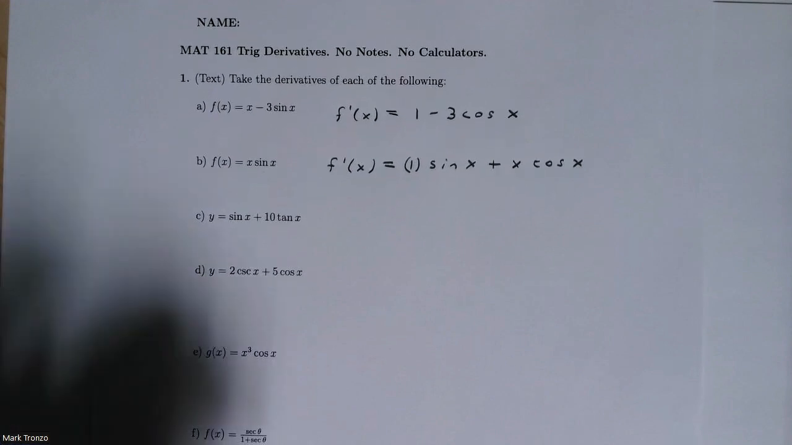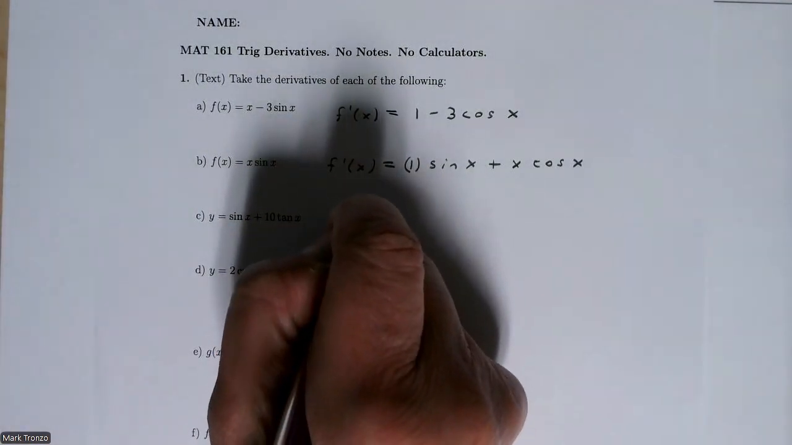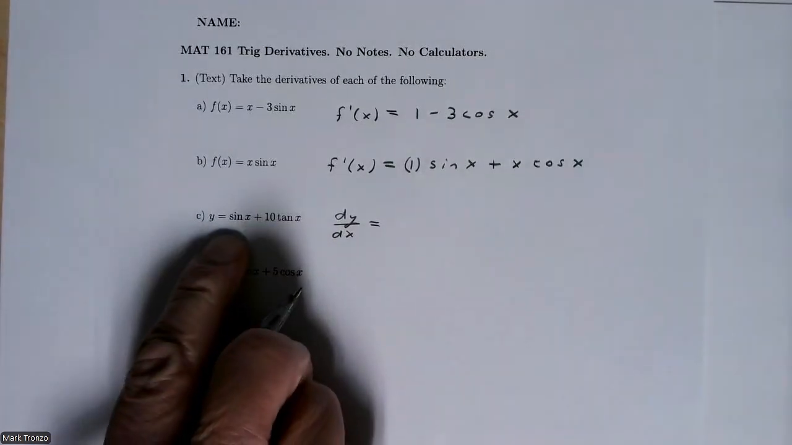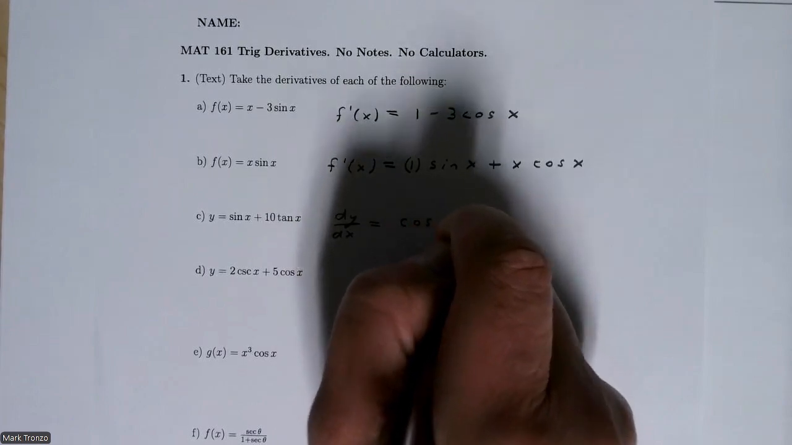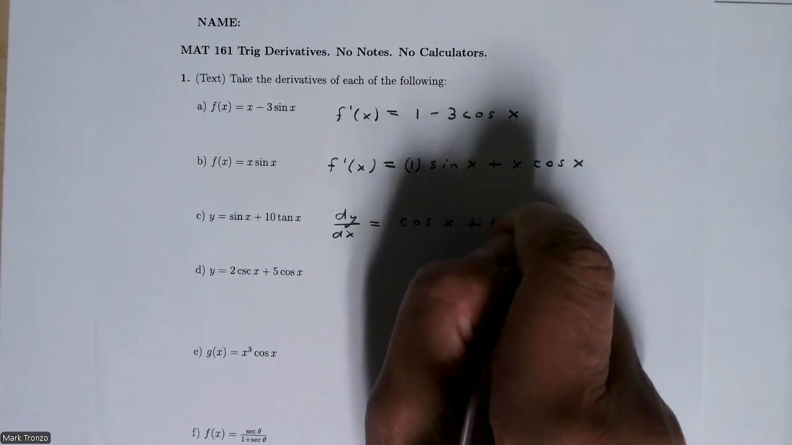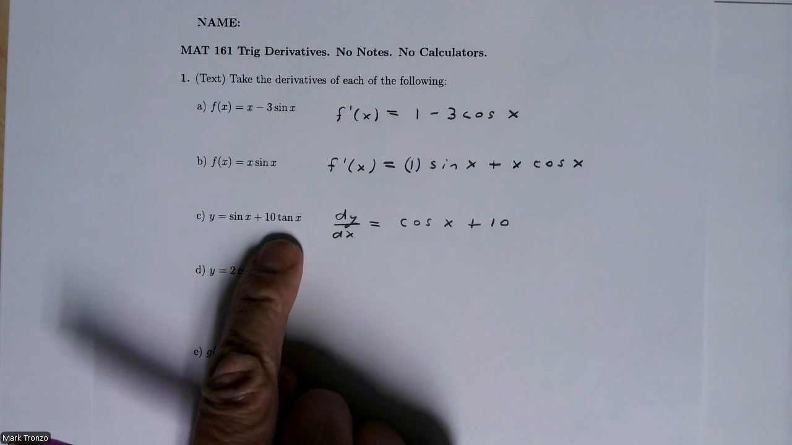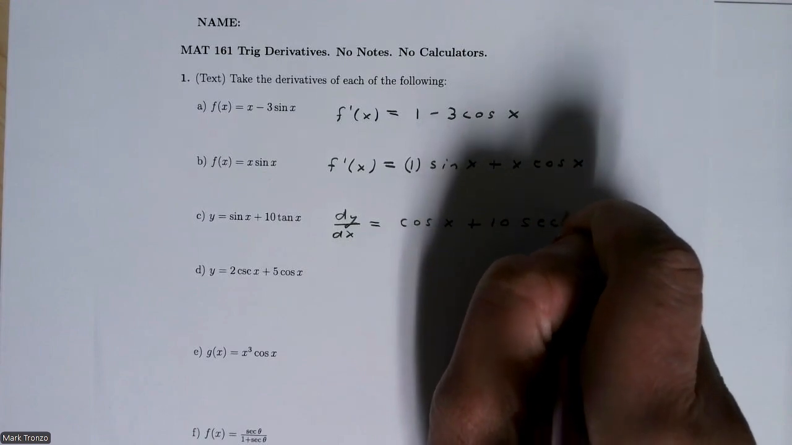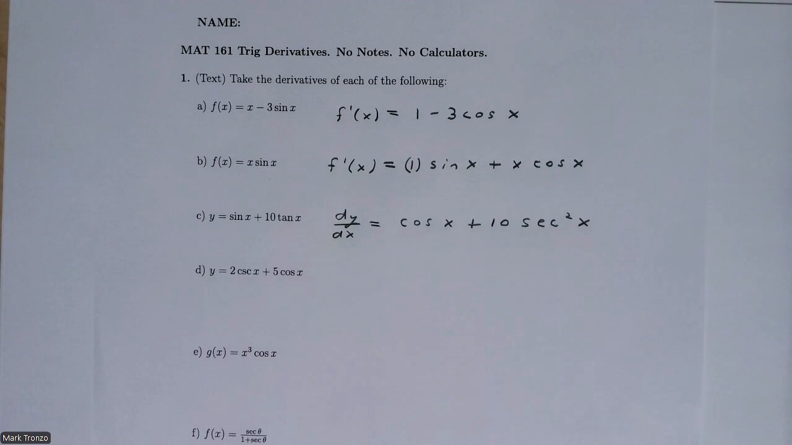Let's move on. The derivative of this here would be cos x plus, and derivative of the tangent, remember, is the secant squared.